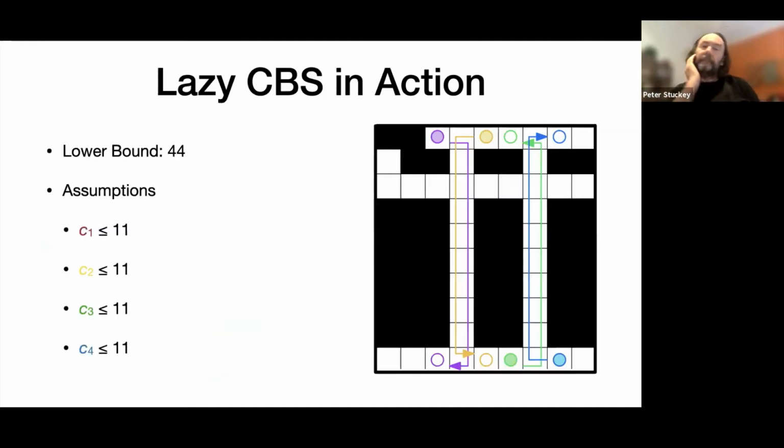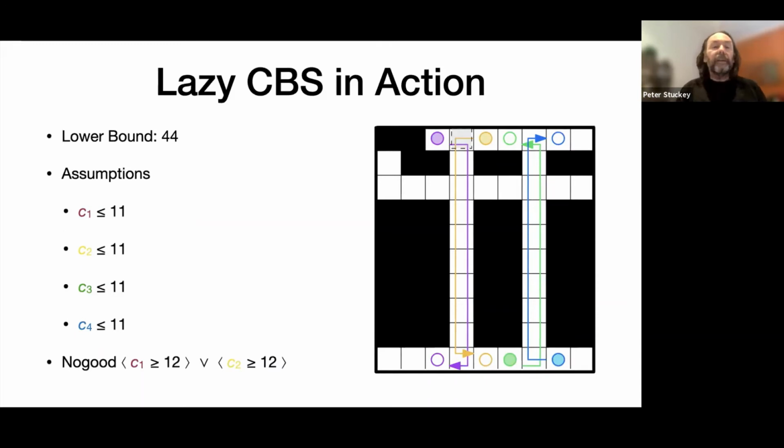All right. So let's see it in action in general on this bigger example. So we start off, everyone starts with their shortest path. So we have a lower bound of 44, so all the shortest paths here are 11. And then we assume that everyone has to take its shortest path. So we set all of the length bounds to be less than or equal to 11. So basically, if that holds, if we get a solution like this, then that's the best we could possibly do. It must be optimal.